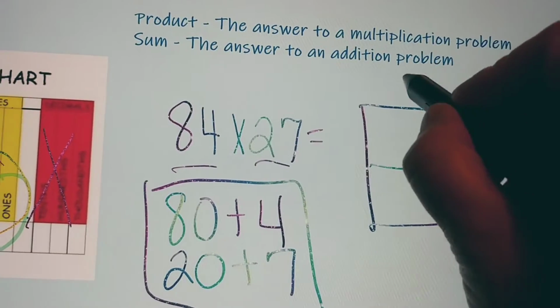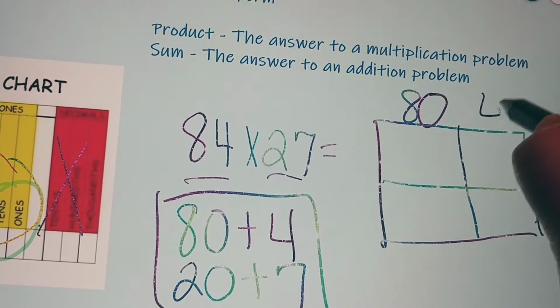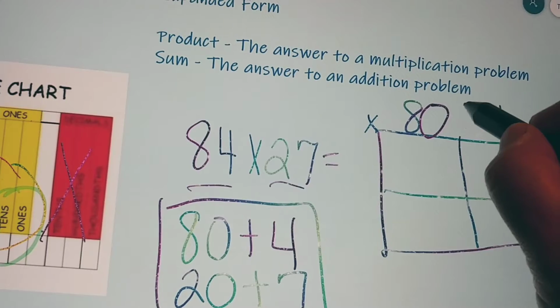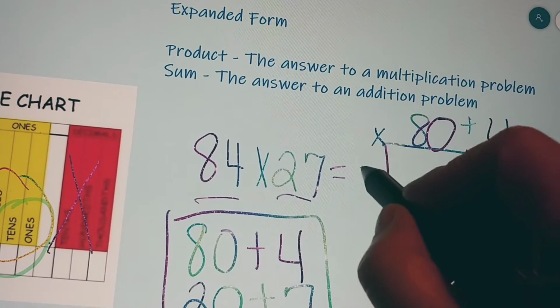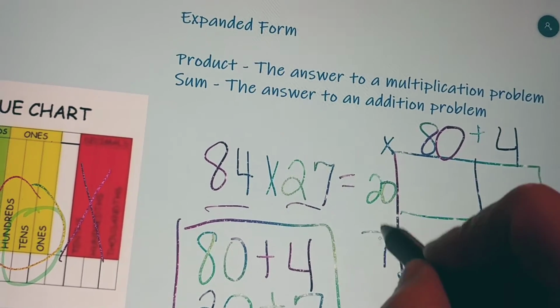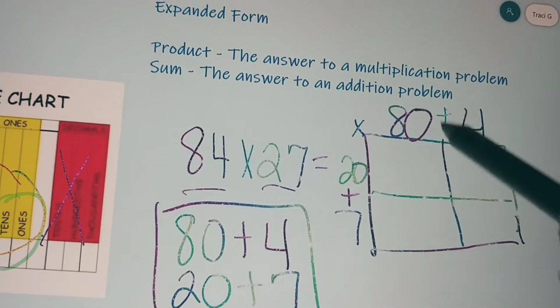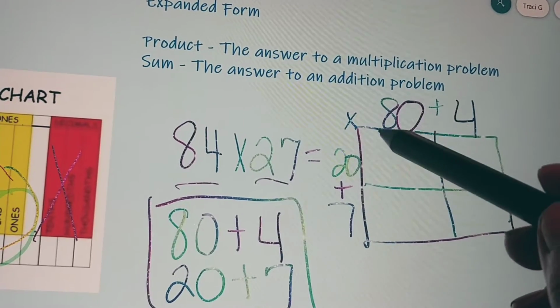Okay, so we have 80 here, 4 here. I'm going to put the multiplication. This is actually plus. And we have 20 and 7. We're going to put plus there. Okay, so then what we're going to do is multiply.